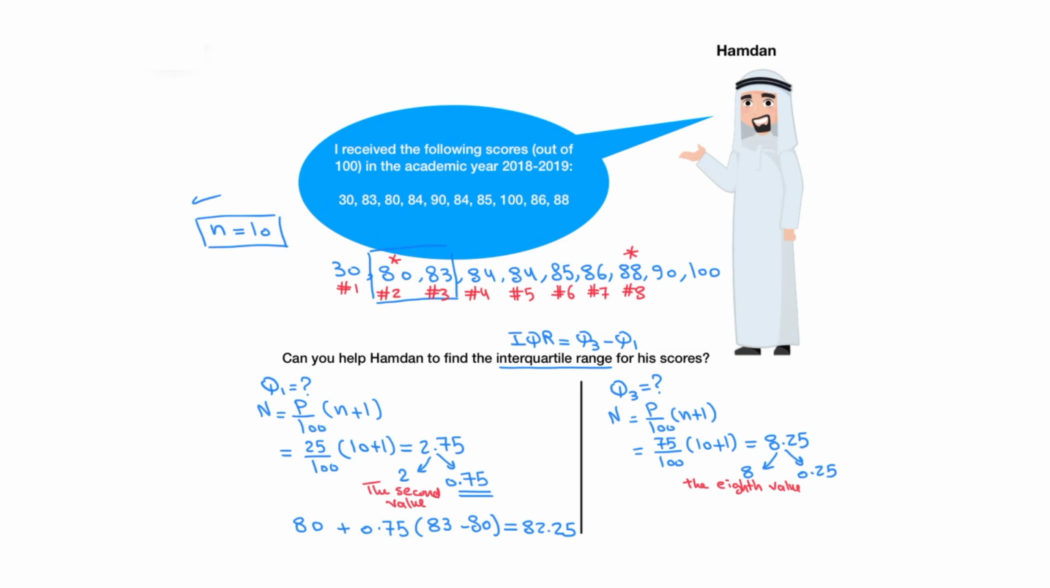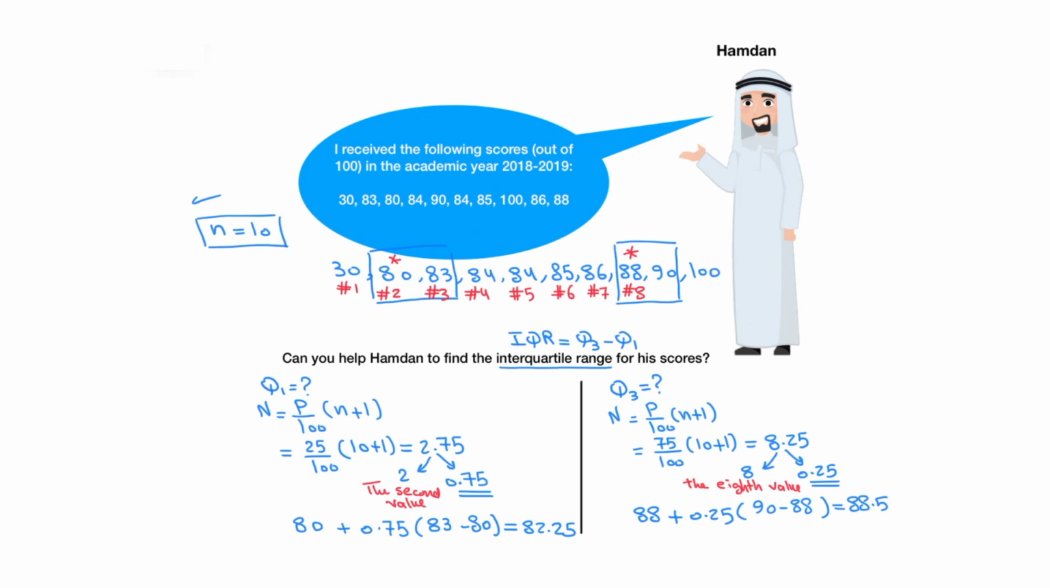Now we need to apply the following calculation in order to find Q3. So we add the eighth value, which is 88, to the multiplication of the decimal part and the difference between the ninth and the eighth value. The answer is 88.5.